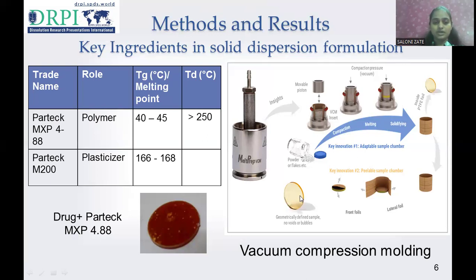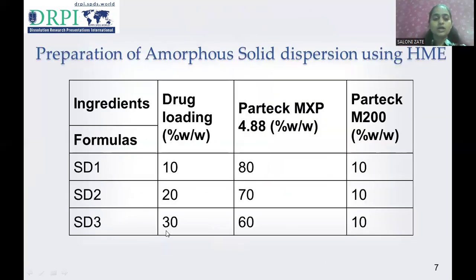If the disk is transparent, then the drug is said to be soluble in the polymer, giving a clear appearance. Whereas if the disk contains some particulate matter, as shown in this picture, solid dispersion is said to be formed. Preparation of amorphous solid dispersion using HME.